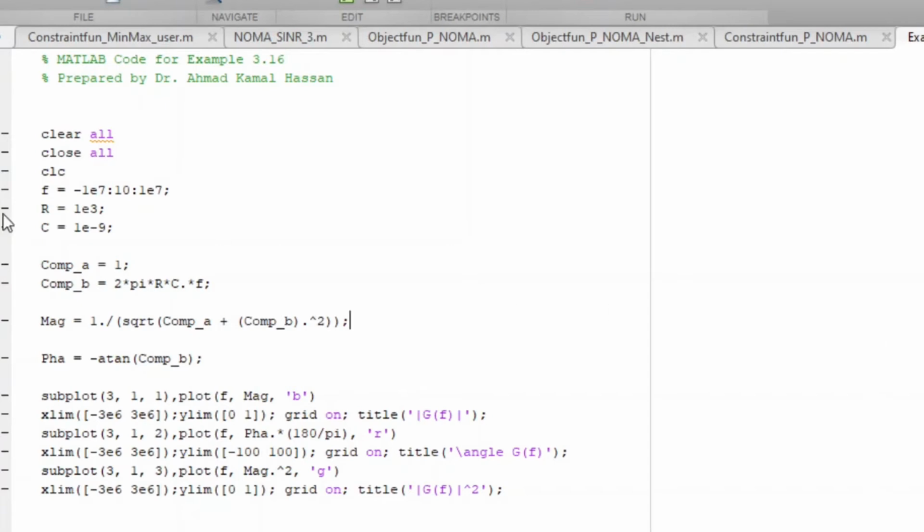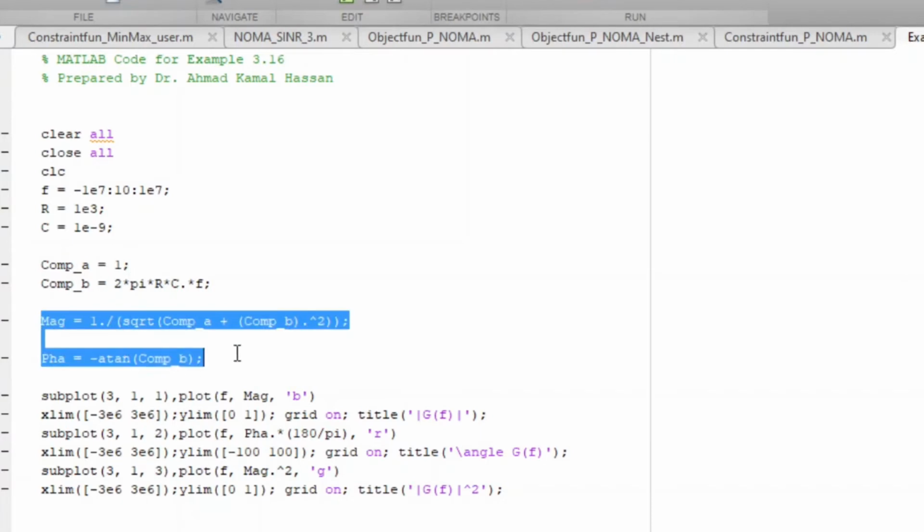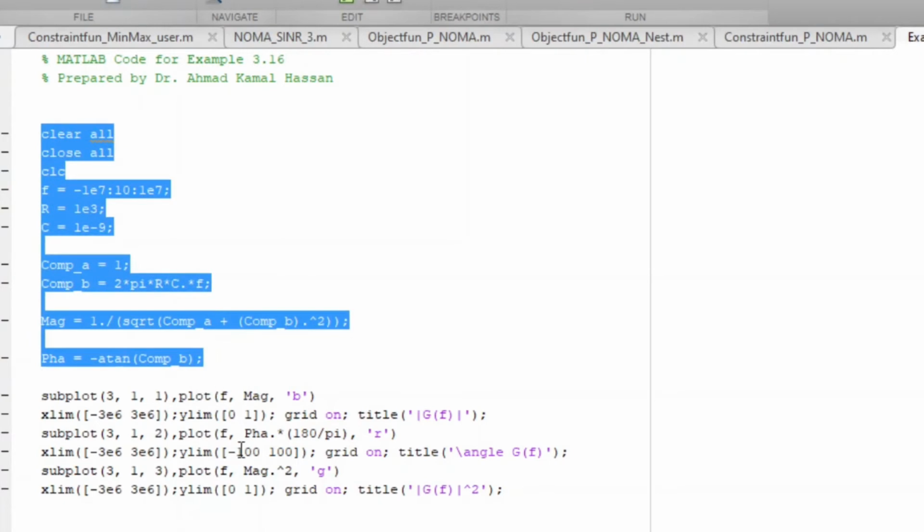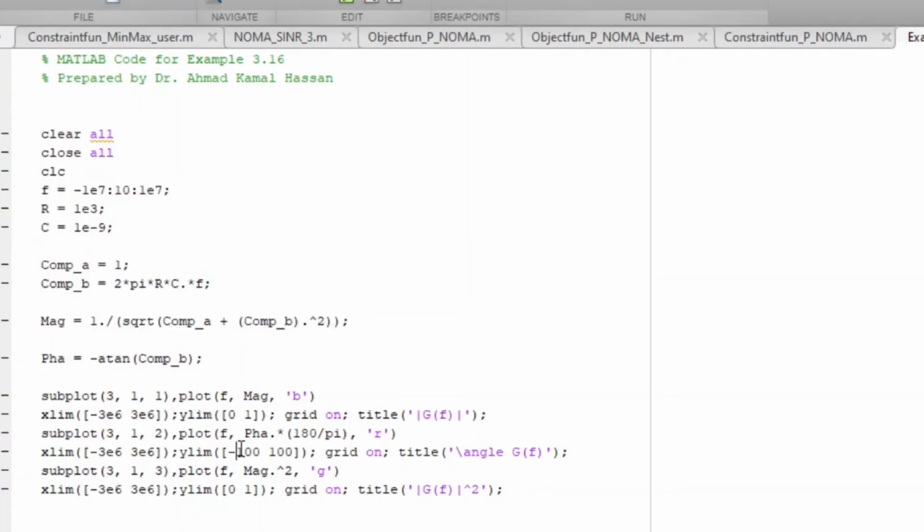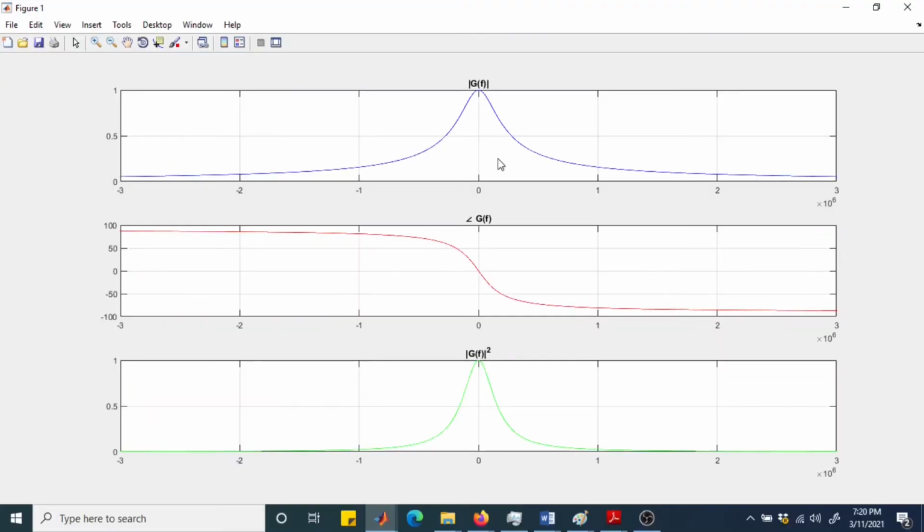Now for the low pass filter, the magnitude and phase equations are rewritten over here, and we have set the frequency range from minus 1e7 to 1e7. The resistor is 1 kilo ohm and the capacitor is 1 nanofarad, and under these conditions we have plotted the magnitude and phase plots. So this is the magnitude plot, this is our phase plot, and this is the magnitude square plot.